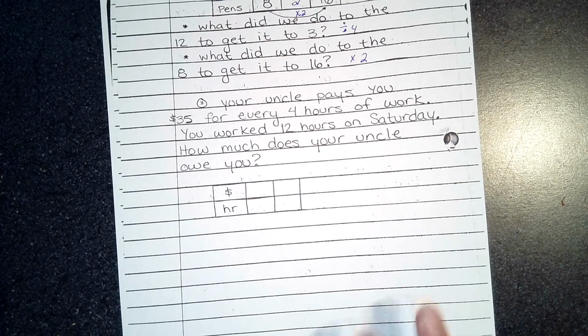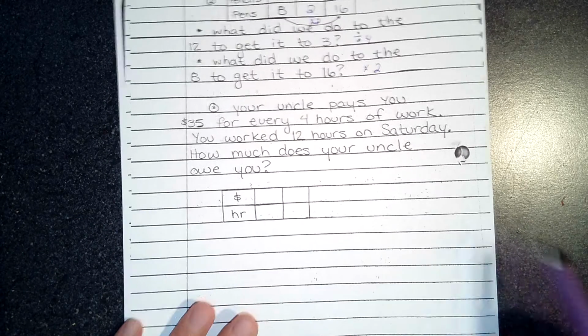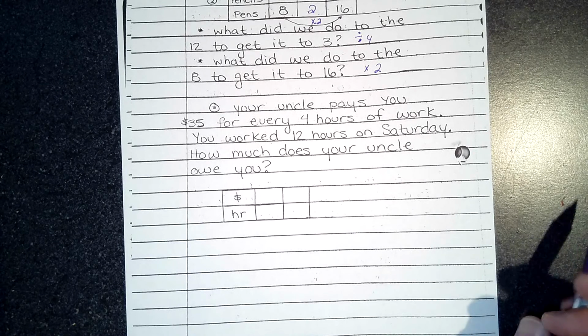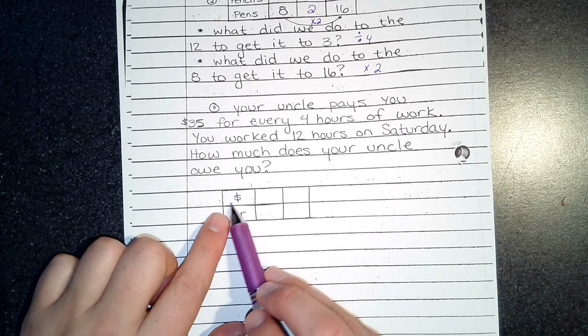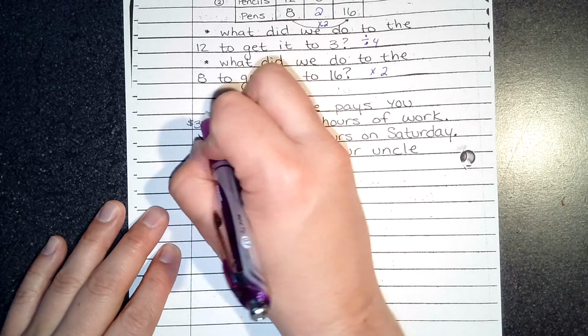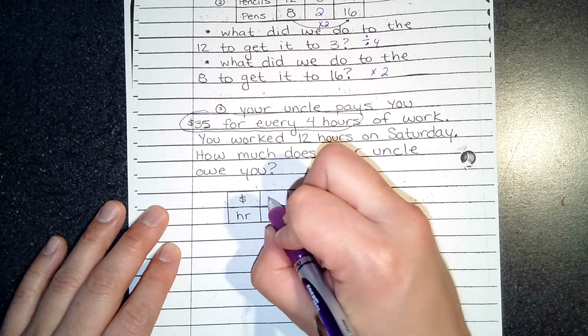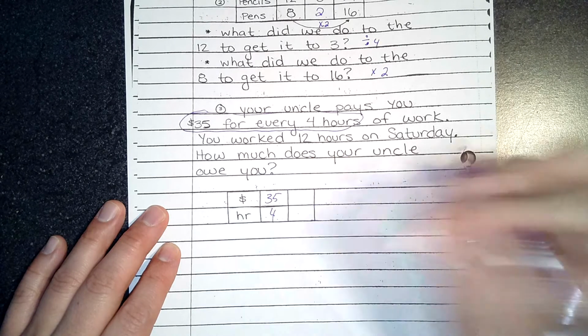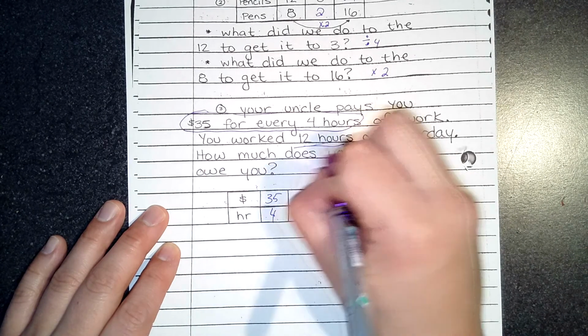Lastly, on the bottom here, example 3, we have your uncle pays you $35 for every 4 hours of work. You work 12 hours on Saturday. How much does your uncle owe you? Okay. Well, here's our ratio table right here. We have money on top, hours on the bottom. So if we go back to our question, we have $35 for every 4 hours. So 35 for 4. We need to figure out how much you get paid for 12 hours. So we just fill that in.